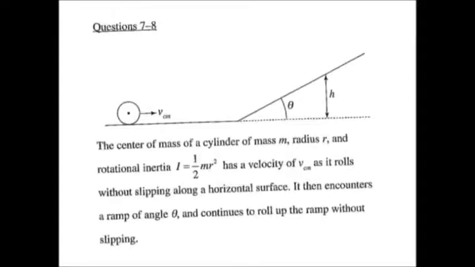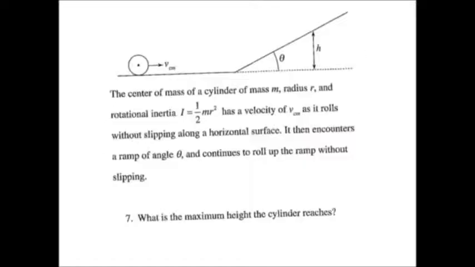We got a double question here, 7 and 8 together. The center of mass of a cylinder of mass m, radius r, and rotational inertia I is 1/2 mr squared has a velocity of the center of mass v cm. It's rolling without slipping, that's key, without slipping along a horizontal surface, and encounters a ramp of angle theta. But we don't care because we're talking about energy here. We're talking about energy when you're talking about the maximum height the cylinder reaches. This is an energy problem.